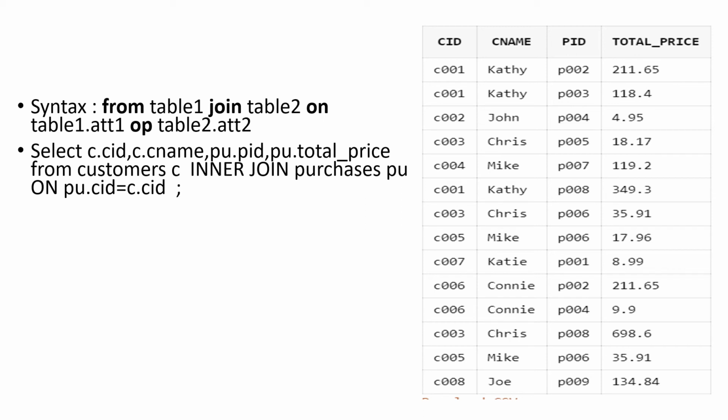There are several forms of specifying join operations in the from clause. The most flexible form has this kind of syntax: from table 1 join table 2 on table 1 attribute 1 is equal to table 2 attribute 2. For example, earlier we had the customer table and the purchases table. Now I want to join both tables to retrieve the information of which customer has bought what product for how much price.